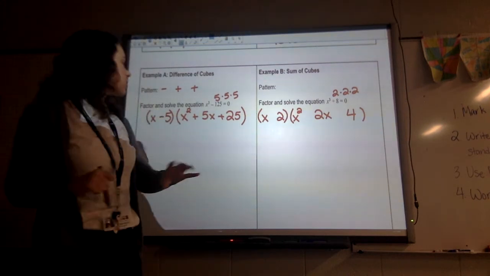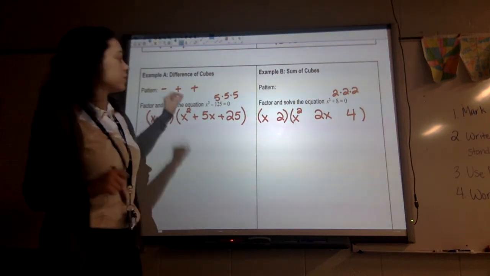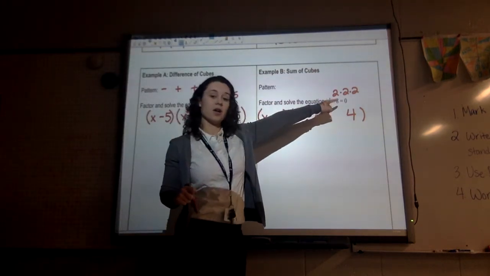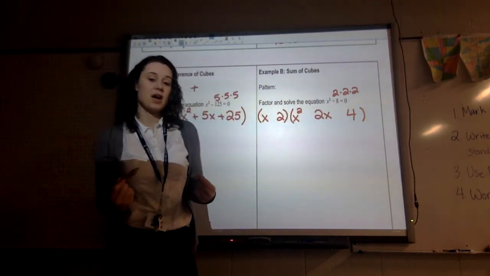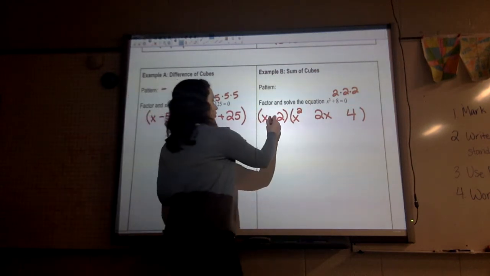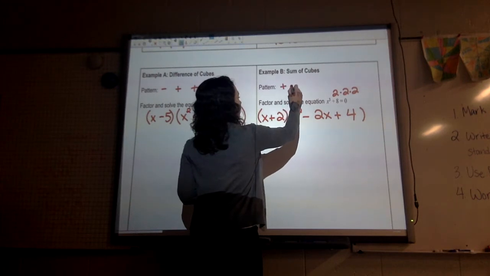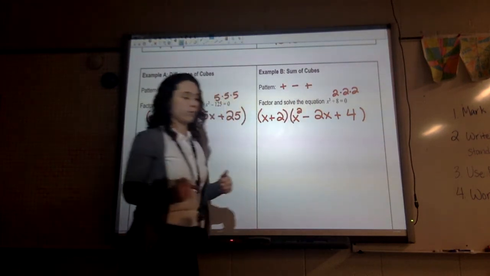Here's the part that is somewhat different from what you did on the difference of cubes. You have a sum of cubes. You started with a plus sign. The only thing that changes about my factoring is now my signs go plus, minus, plus. So there's my pattern every time.